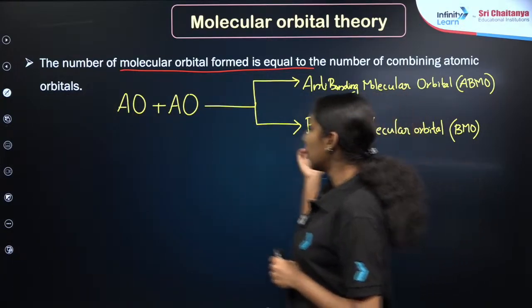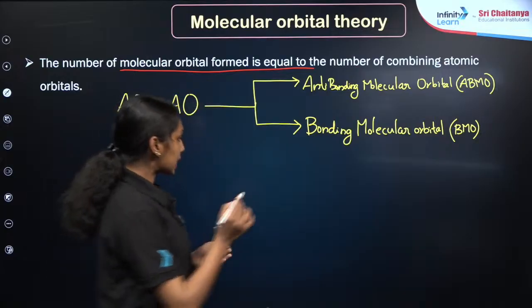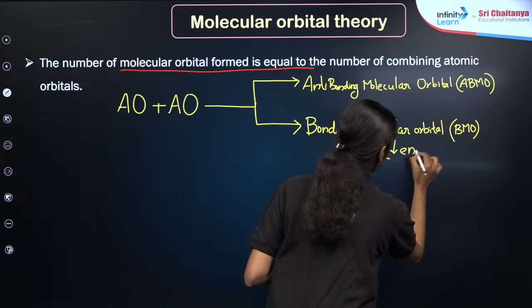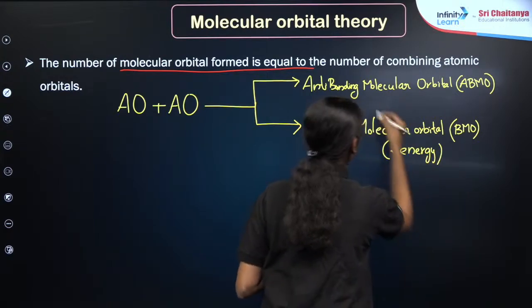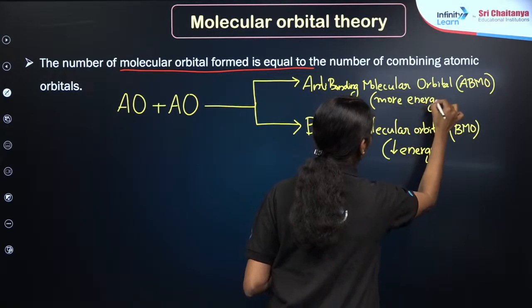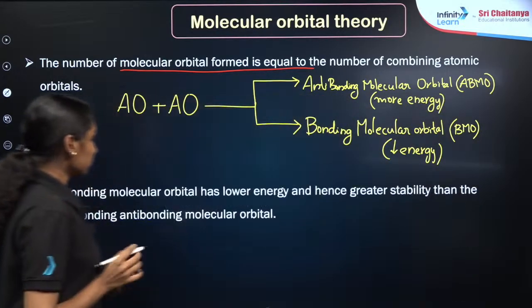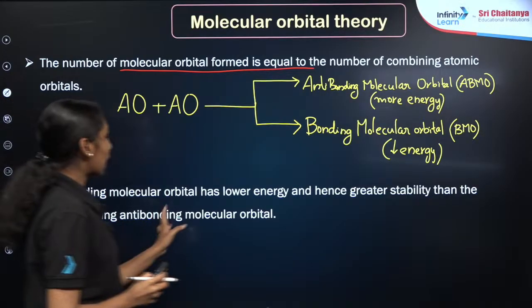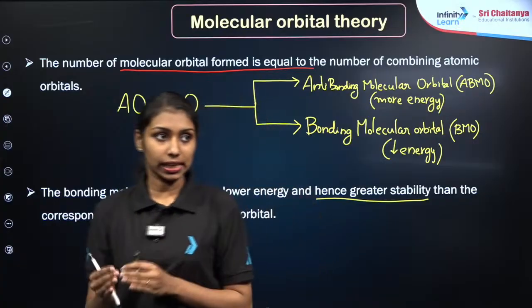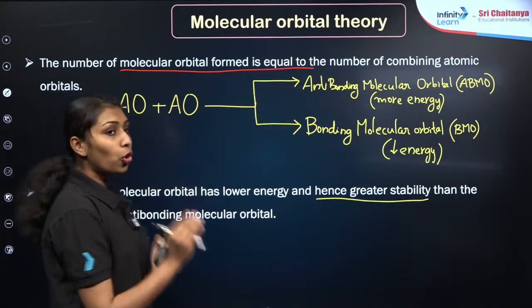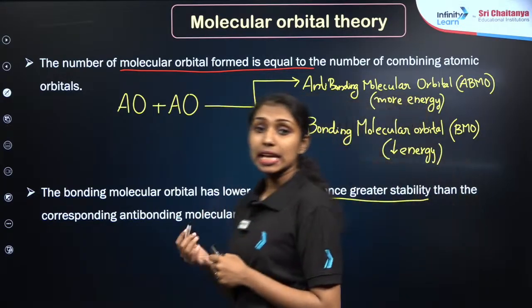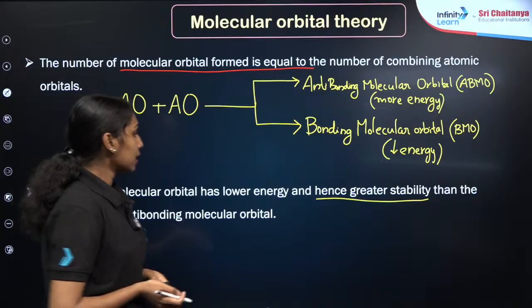As you can see here, generally the bonding molecular orbital has less energy as compared to the anti-bonding molecular orbital, right? It has less energy, or energy is decreasing here. The anti-bonding one has more energy. So the bonding molecular orbital has lower energy and greater stability. As the energy decreases, its stability increases, so the bonding molecular orbital is more stable as compared to the anti-bonding molecular orbital.